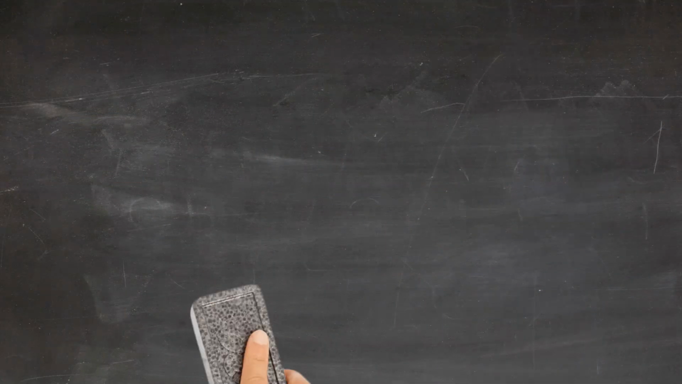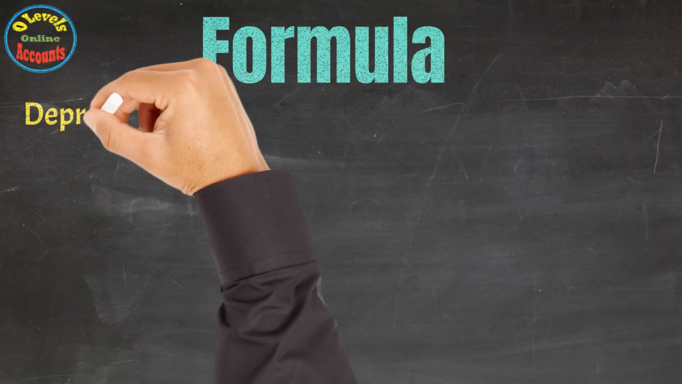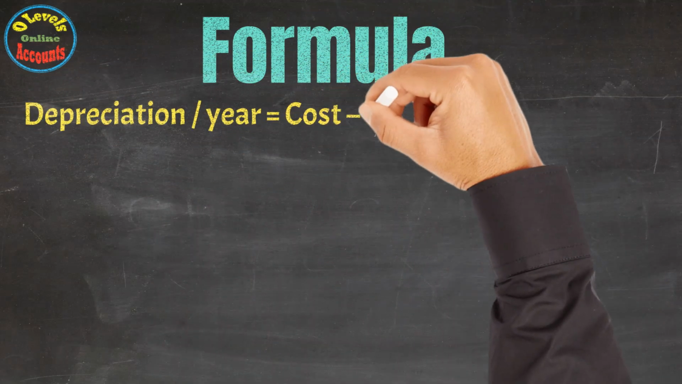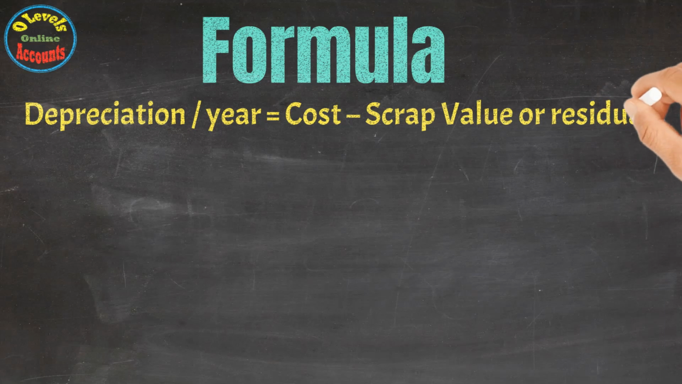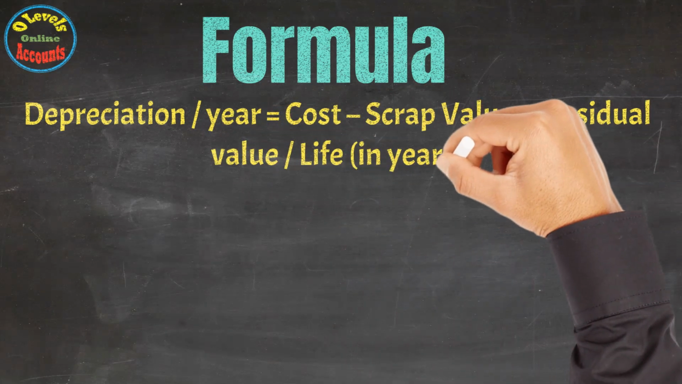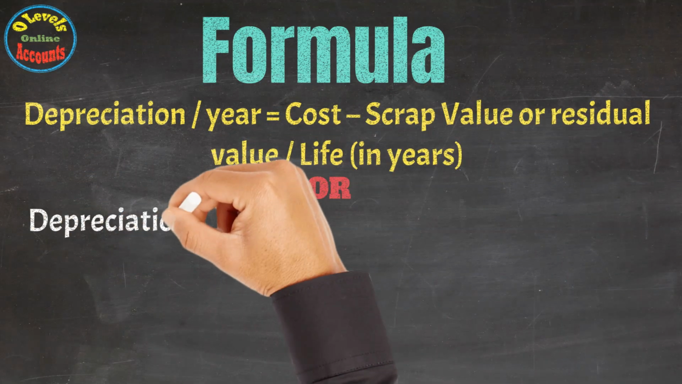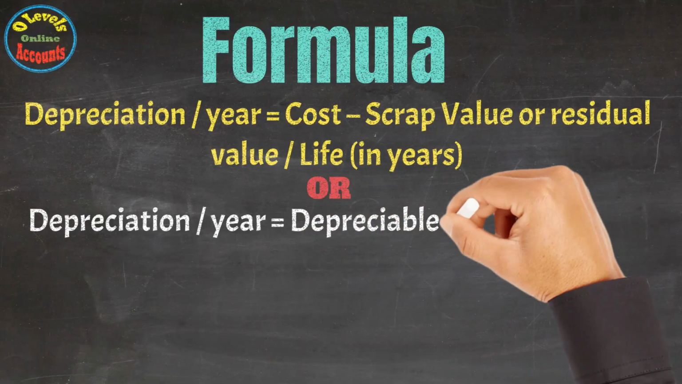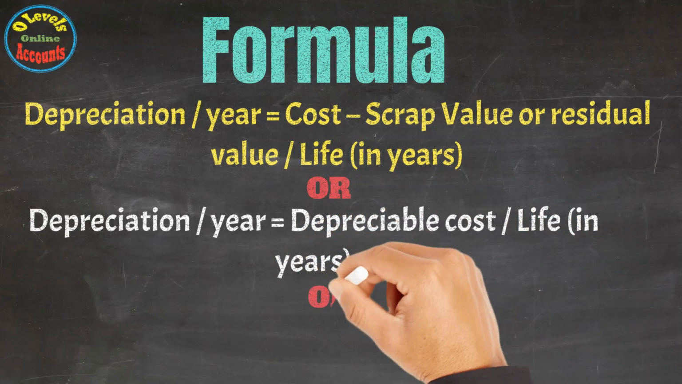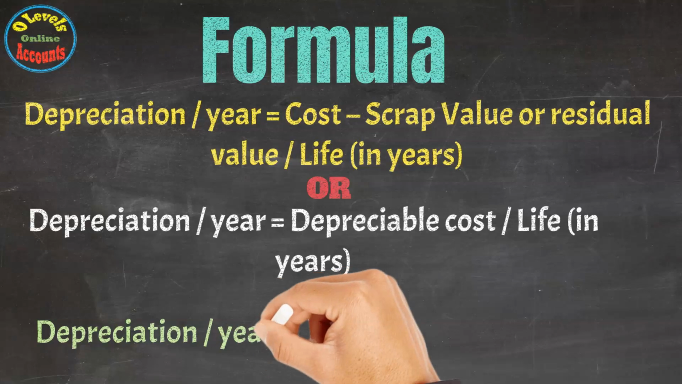Look at the formula. The formula for a straight line method to calculate depreciation per year is equal to cost minus scrap value, or residual value divided by life in years, or depreciable cost divided by life in years, or depreciable cost multiply by life in percentage.